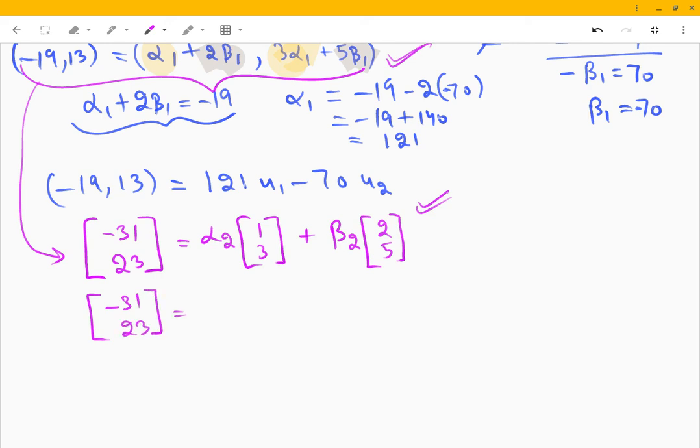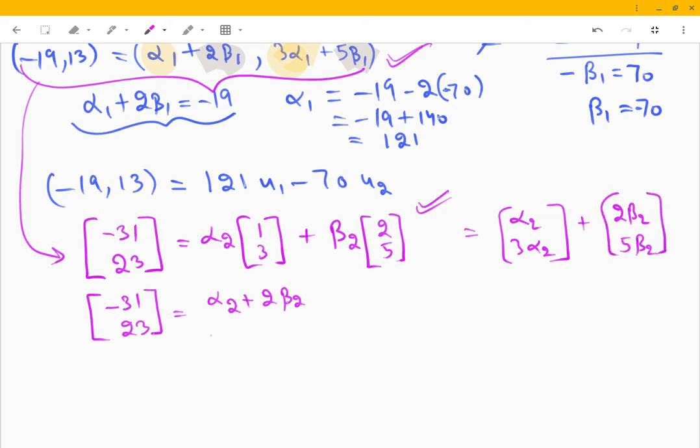let's do this. This is alpha 2 plus 2 times beta 2. This will multiply with everything. I'm skipping steps. It is very simple. I hope you already know this. But still. Okay. And next step, I add those vectors. 3 alpha 2 plus 5 beta 2. Right?